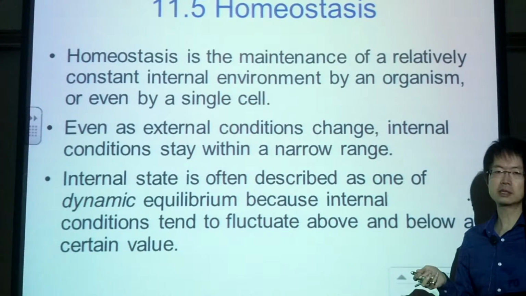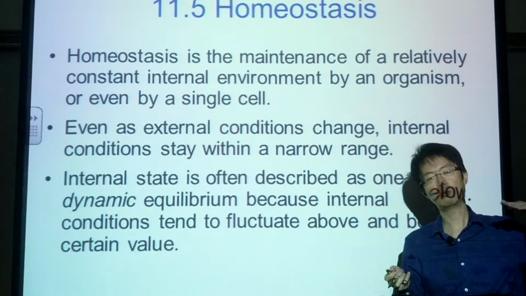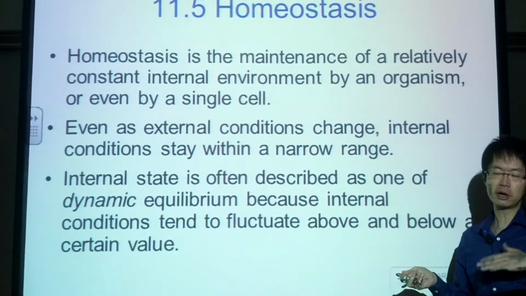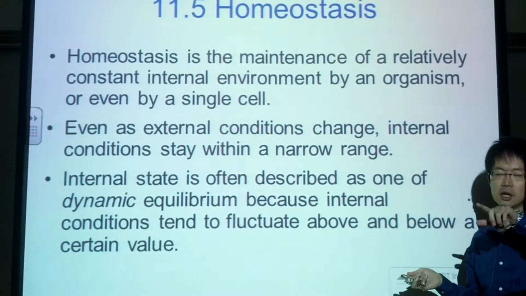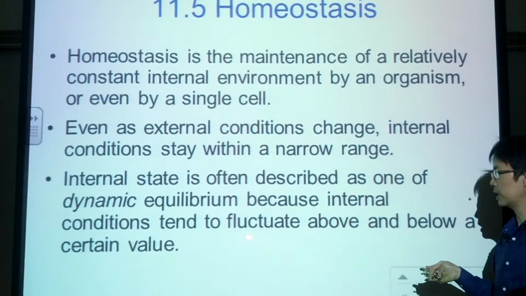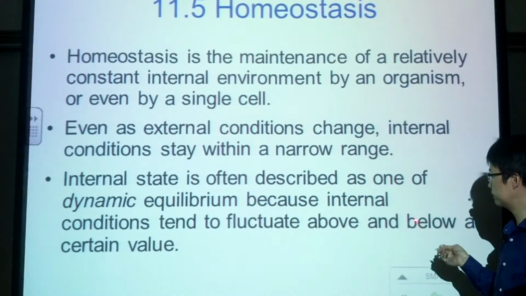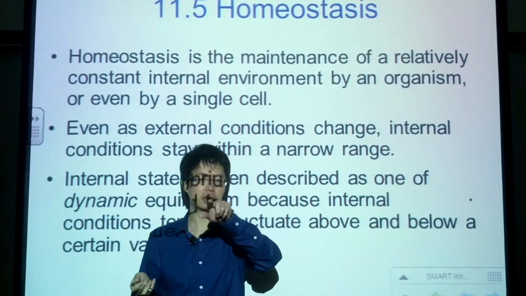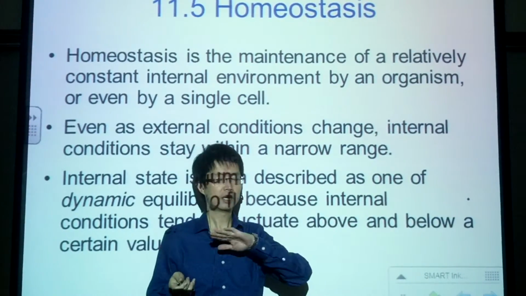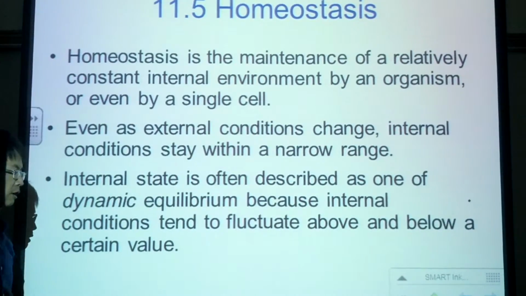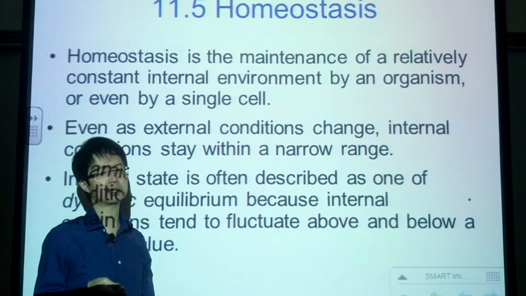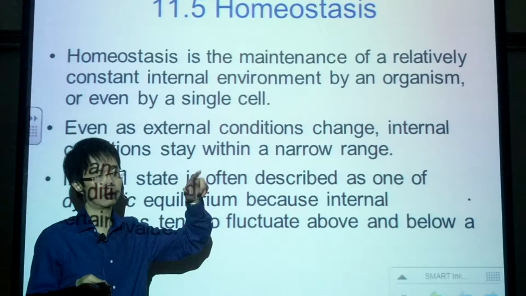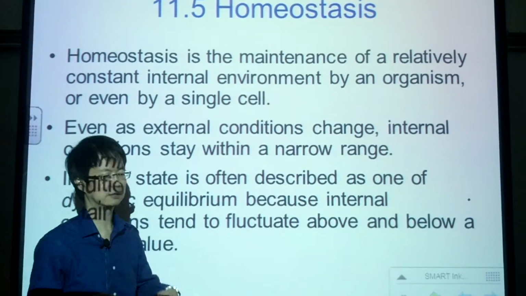But homeostasis doesn't mean that it is constant at one level. We call it dynamic equilibrium because our internal environment also fluctuates, also changes. But even when they change, they fluctuate above and below a certain value. So the change is relatively minor, and the average is actually at the same level. For example, our body temperature is at 37 degrees, but it actually fluctuates above or below 37 degrees.